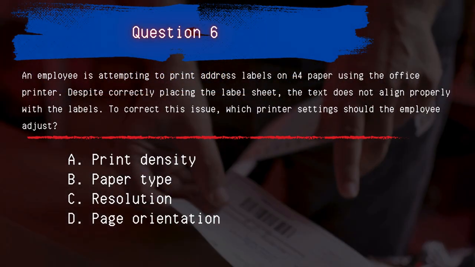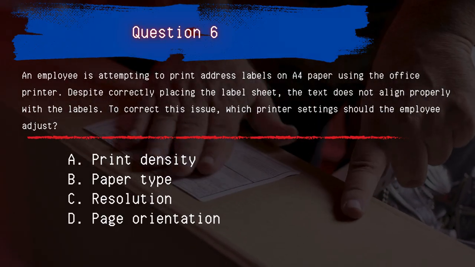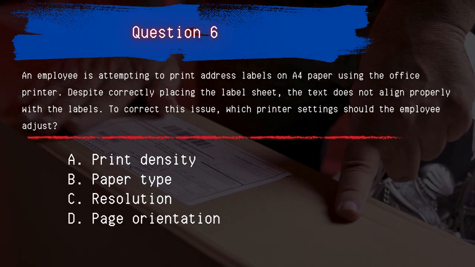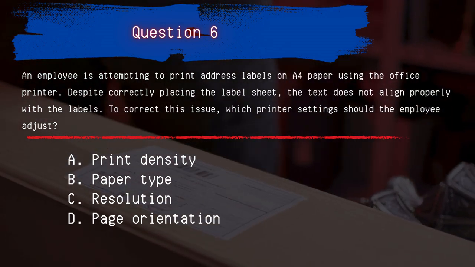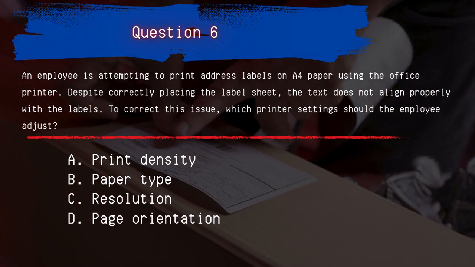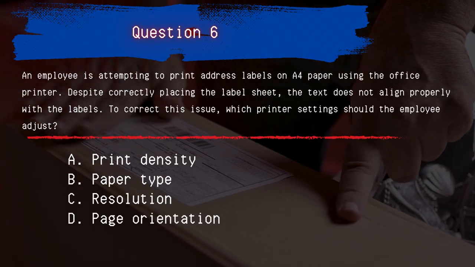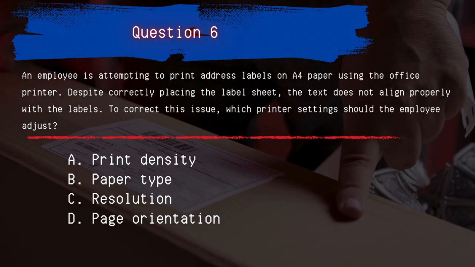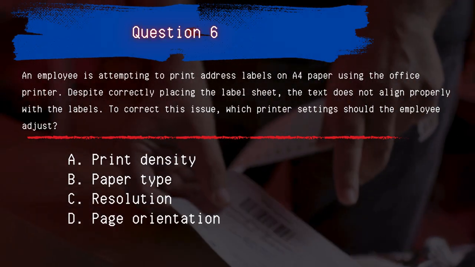Question number 6. An employee is attempting to print address labels on A4 paper using the office printer. Despite correctly placing the label sheet, the text does not align properly with the labels. To correct the issue, which printer setting should the employee adjust? A. Print density. B. Paper type. C. Resolution. Or D. Page orientation.